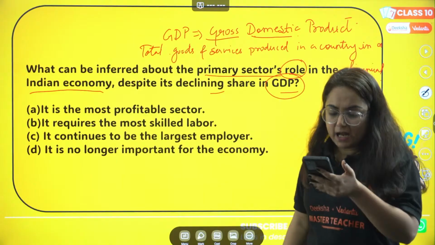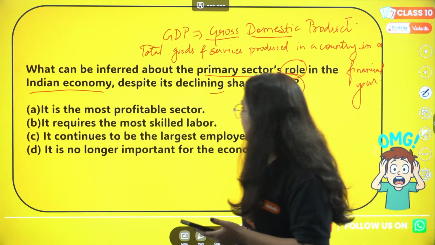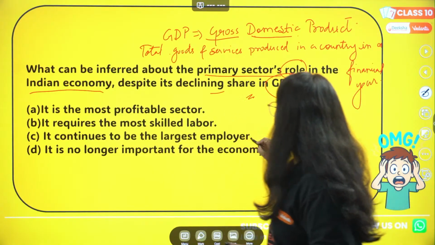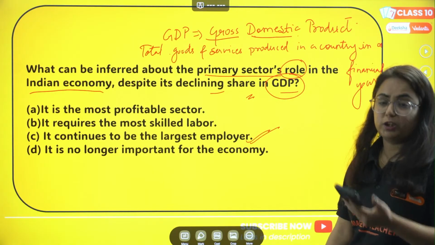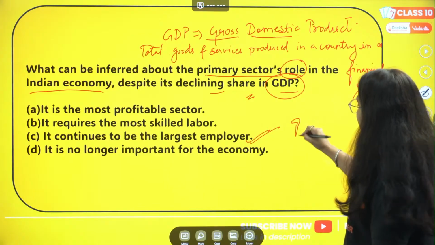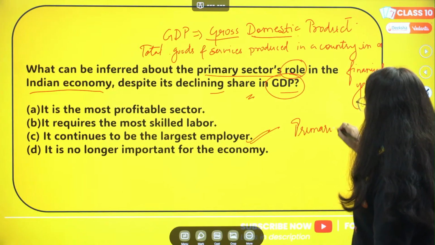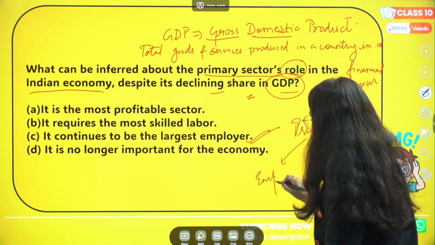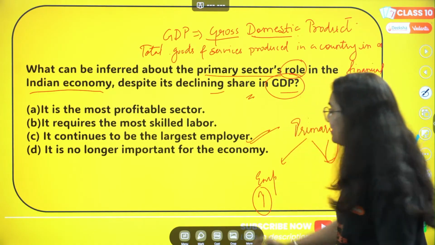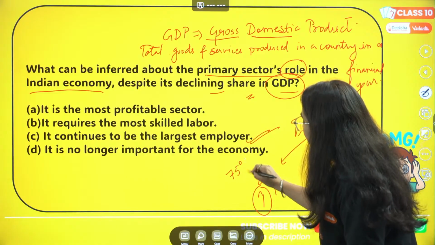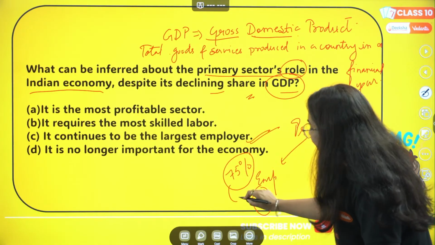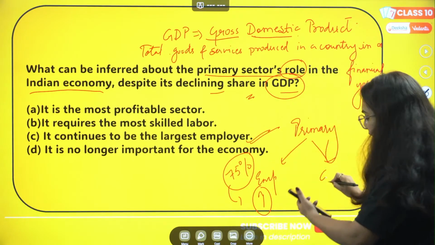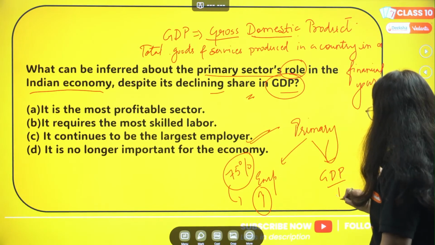Okay, so I have got the answer of Rohit as C. Why is it a declining share? It continues to be the largest employer. Yes, Rohit, you are correct. When we talk about the primary sector, there are two different things. When we talk about employment, there is huge employment: 75% of the Indian economy is working in the primary sector in terms of employment. But when we talk about its share in GDP, it is not there.